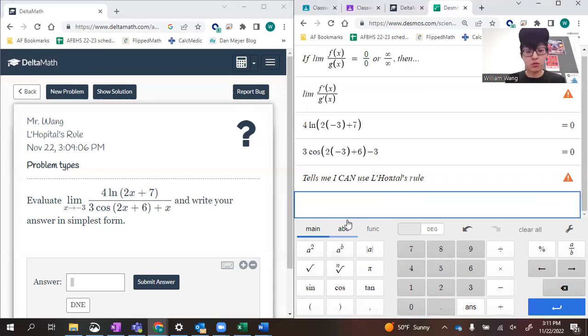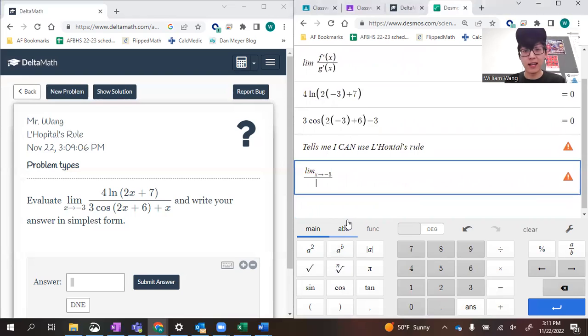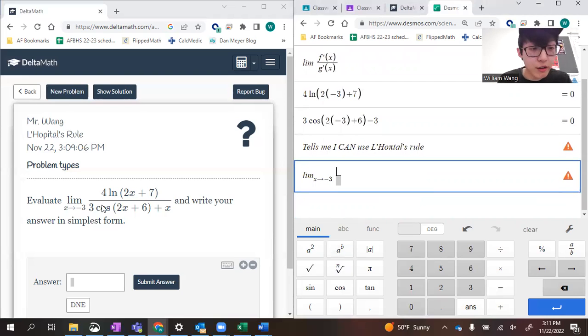So let's do the rule, right? I'm going to take the limit as x is approaching -3, and I'm going to take the derivative of the numerator and the derivative of the denominator. Well, what's the derivative of 4 ln of 2x plus 7? This is why being good with derivative rules is so important, because I don't want to show all the steps for this, but this is a chain rule, right?